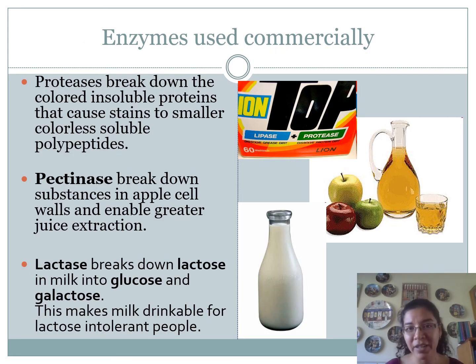Enzymes are also important commercially. They are used in laundry products, so they help break down proteins. So you get a stain on your shirt, that stain is a protein. So we could use enzymes to break down the protein and clean your clothes. Pectinase breaks down the substrates in apple cell walls, enabling greater juice extraction to make apple juice. Lactase, if you're lactose intolerant, then you might be buying lactose-free milk. Well, that means that they added lactase, the enzyme, to break down the lactose, and therefore you have lactose-free milk.